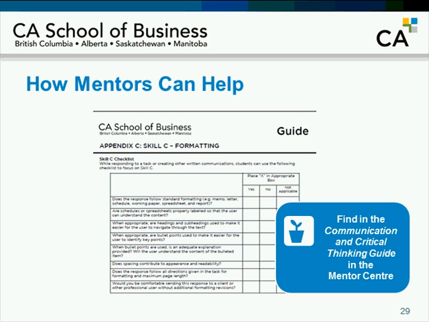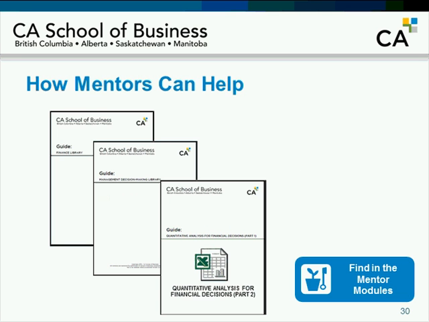So to improve their formatting skills, which is something we identified that students struggle with earlier, students can use a formatting checklist, and we provide one in the Communication and Critical Thinking Guide in Appendix C. And then the various CASB guides also provide examples of how to format quantitative analyses. So you can refer your students to the examples in these guides. We've included a few examples of guides available to students on this slide, but you can find all of these guides in the Technical Resource Center in each CASB Mentor module.